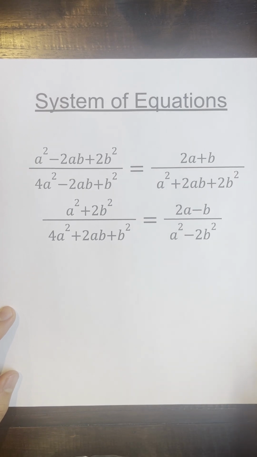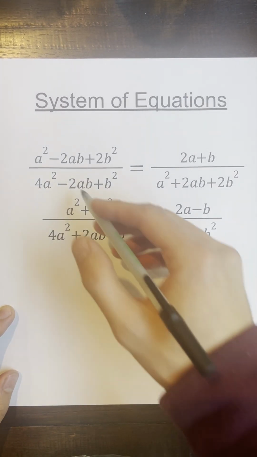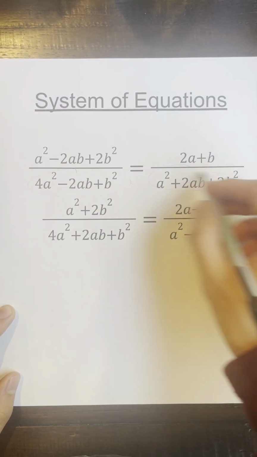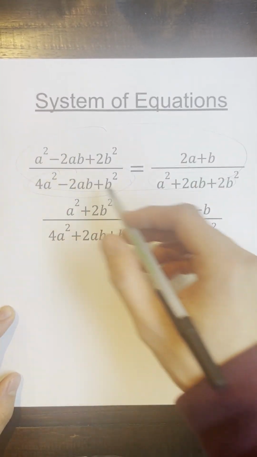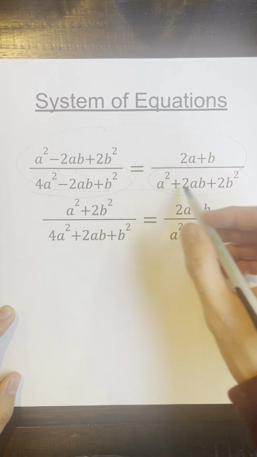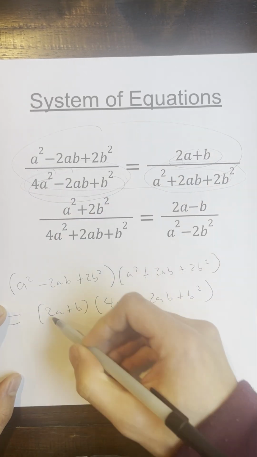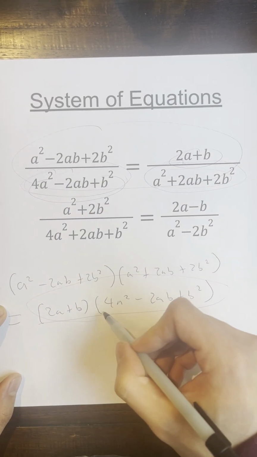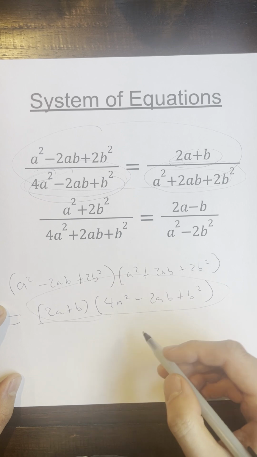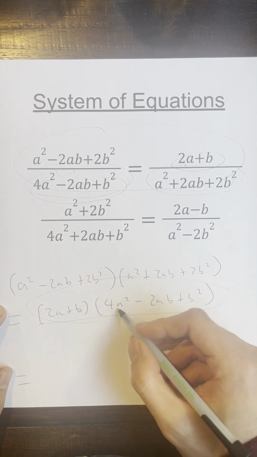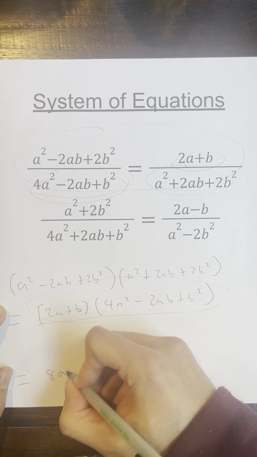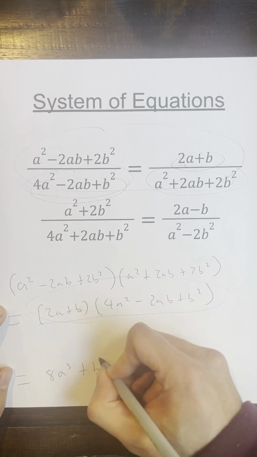I'll give you a second to try the problem. So let's clear the denominators. We're going to multiply both sides of this equation by 4a squared minus 2ab plus b squared times a squared plus 2ab plus 2b squared. Well, this looks like what? This looks like sum of cubes. Yeah, the right-hand side is going to become 8a cubed plus b cubed.